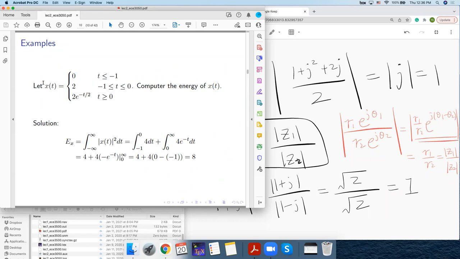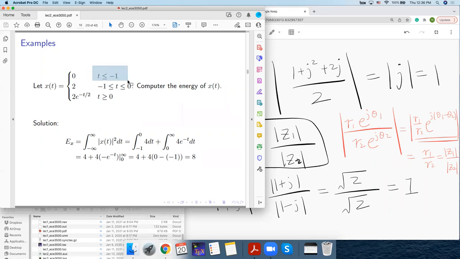Here we are looking at a real-valued signal. You can see that this signal is segmented. It only takes values in different segments, and looking at the values, they are all real numbers. We need to compute the energy of this signal. For this one, it's pretty straightforward. We just follow the definition of the energy. We need to calculate this integration over the entire interval. But since the signal is segmented, we basically do the integrations one by one.